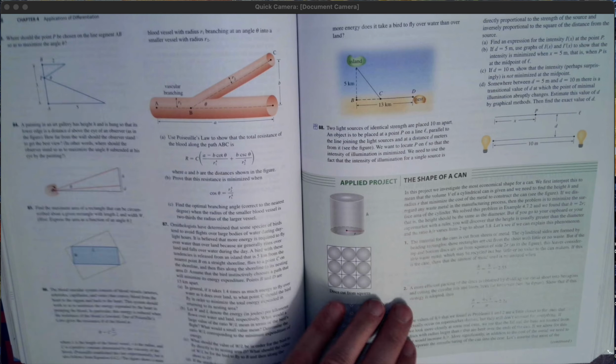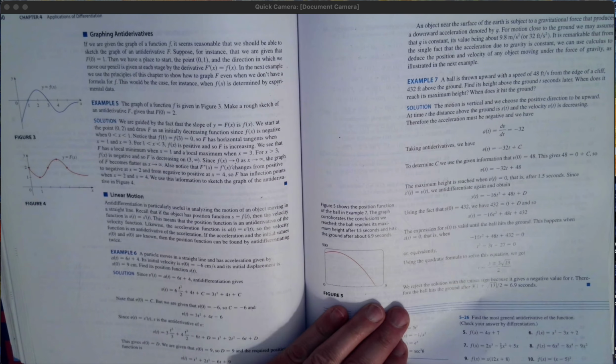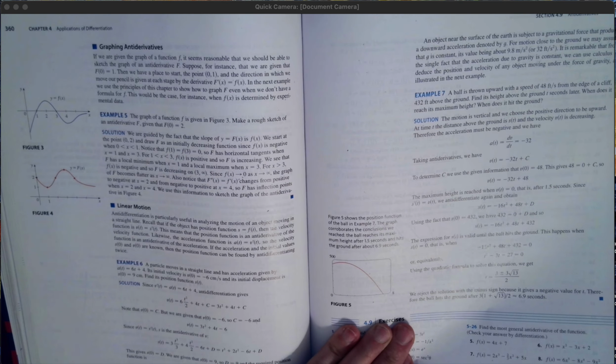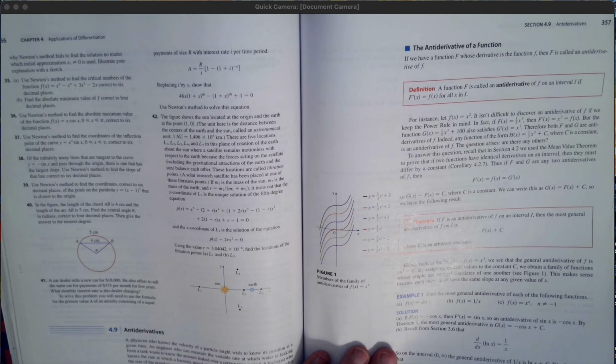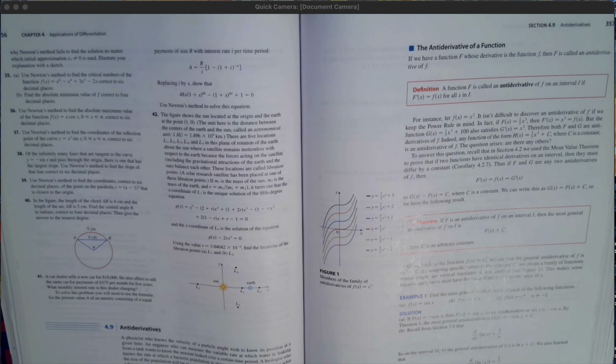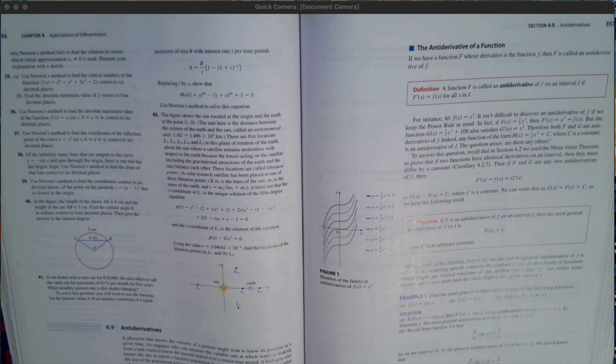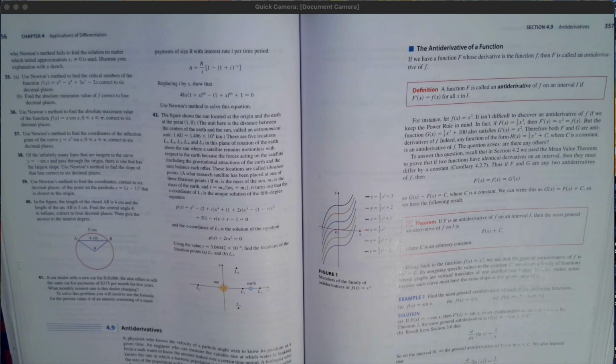Next, we jump to 4.9, which is antiderivatives. And for antiderivatives, we pretty much covered the section, but it's not a big section. You do have to be careful that you don't confuse them with derivatives. So page 357, understand what an antiderivative is.